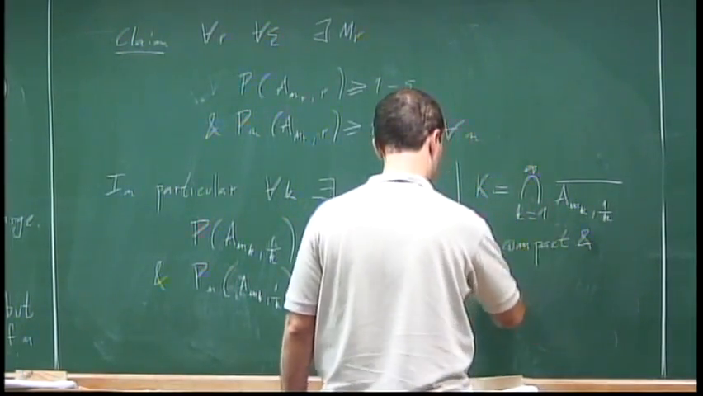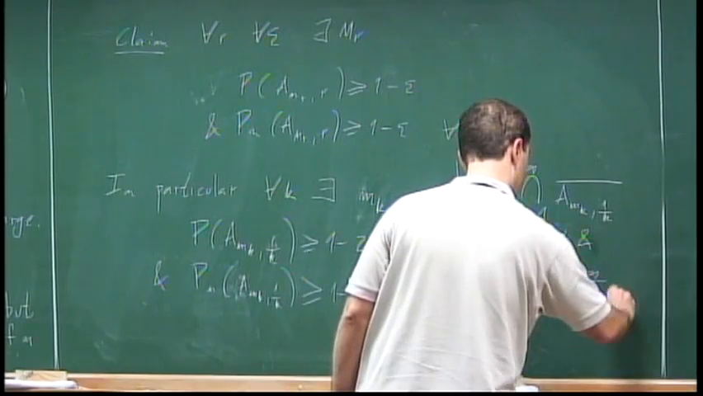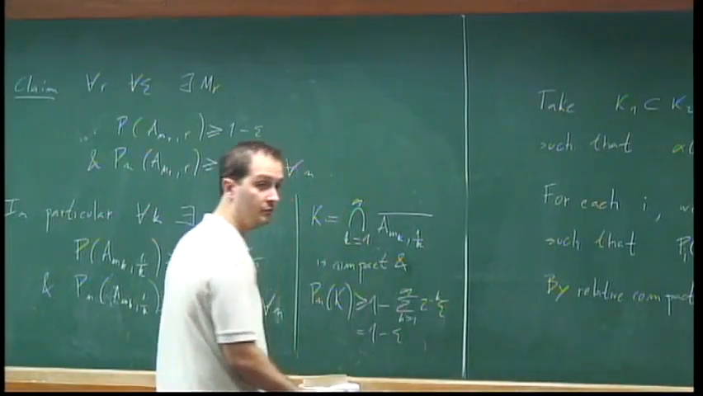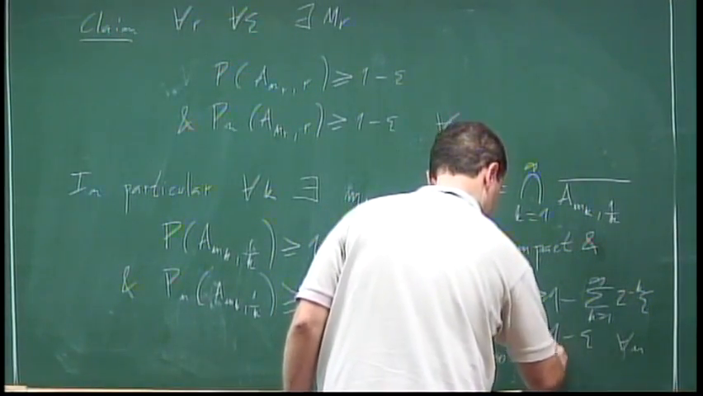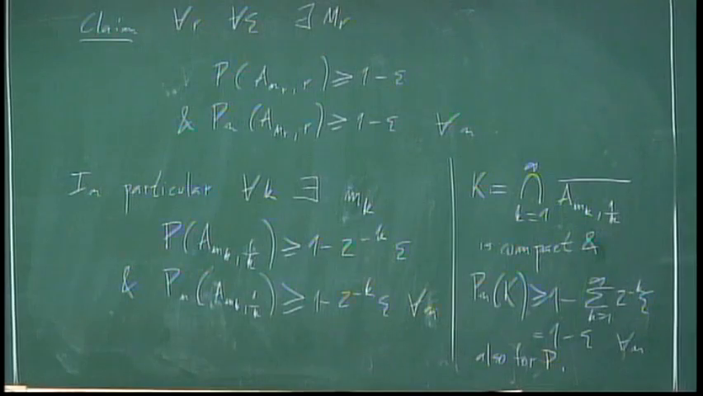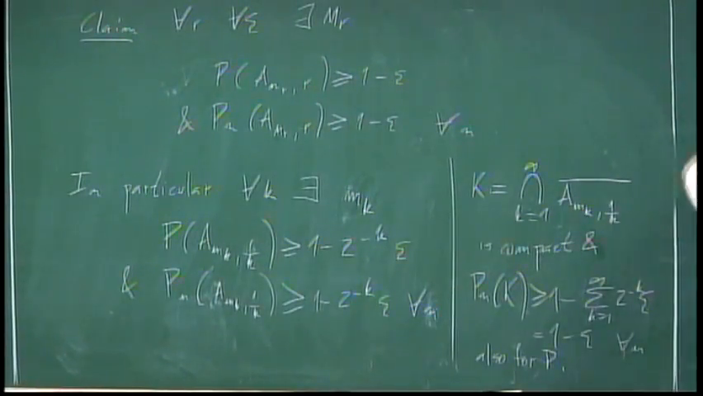And we have that P_n of K is greater than 1 minus the sum for k equals 1 to infinity of 2 to the minus k epsilon, which is just 1 minus epsilon, for all n and also for the limit. Right, so this is the construction that we want to use. So maybe now I know how to prove this theorem.